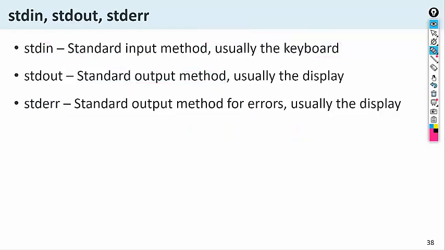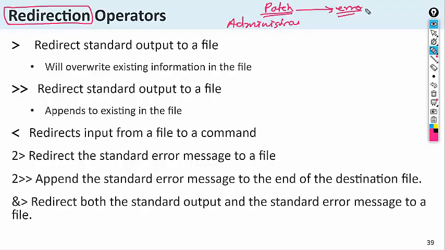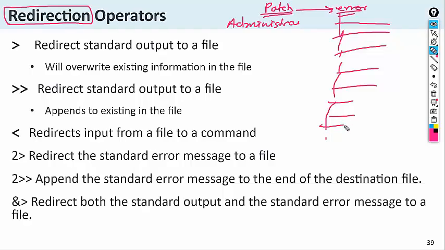So standard input, standard output and standard error can be redirected to any specific location. What is the meaning of redirection? Say you are working as an administrator doing patch management, you are installing a patch and you are getting errors just displayed on the screen, lots of errors, but you are not able to understand what type of error it is.